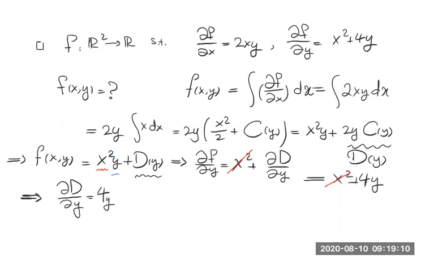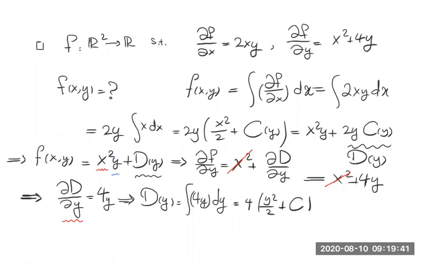Now, I want to use this to find d. Okay, so here I have derivative of d with respect to y. In order to find d, I should take integral of this function, 4y. With respect to what? Well, here I have derivative with respect to y. I should take integral with respect to y. What is integral of 4y? Well, it's 2y squared, which is 4 times y squared over 2, plus a constant.